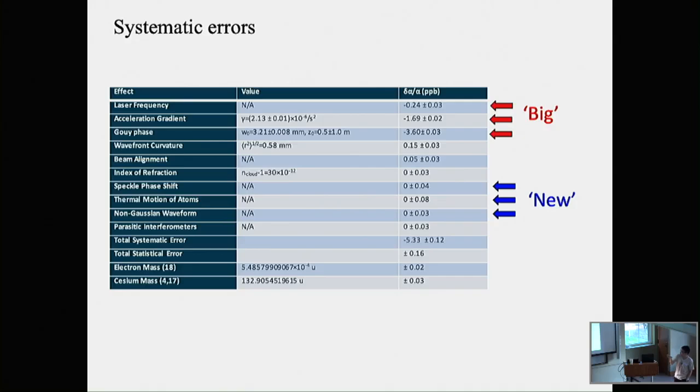You can see some terms are very large, and some terms are new, which haven't been thought about before our measurements. The good thing is the big systematic errors are not new, and the new systematic errors are not big. So I'm not going to go through all of them. I will only talk about 2 of them, and explain how we are going to improve the systematics.